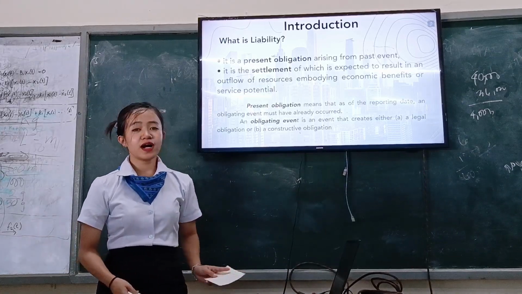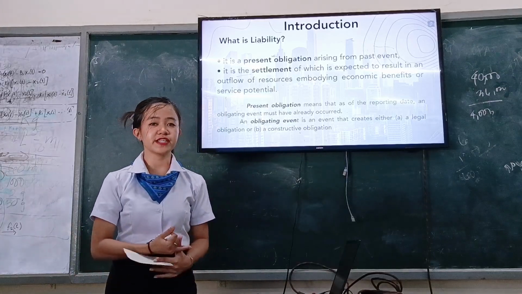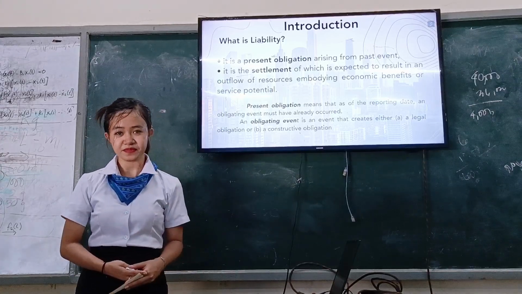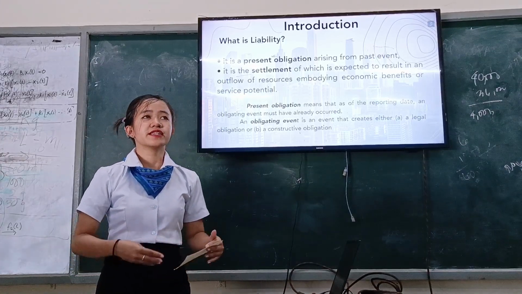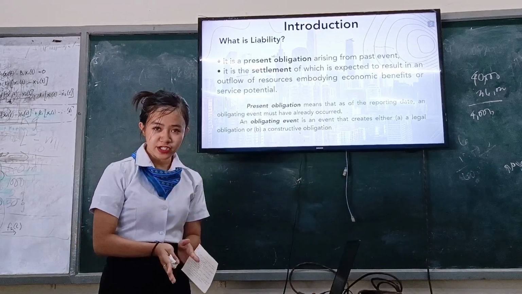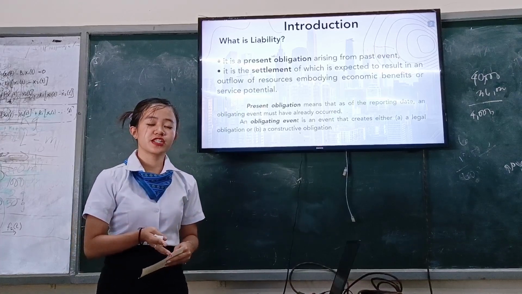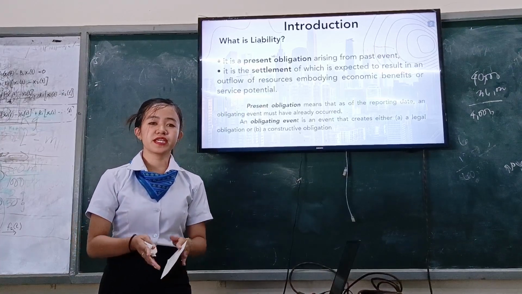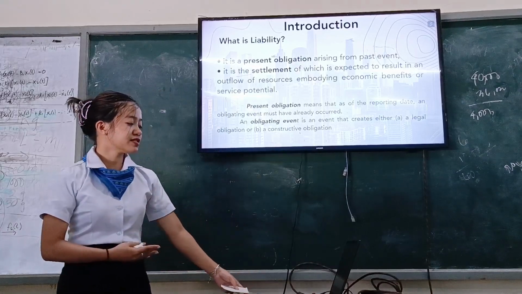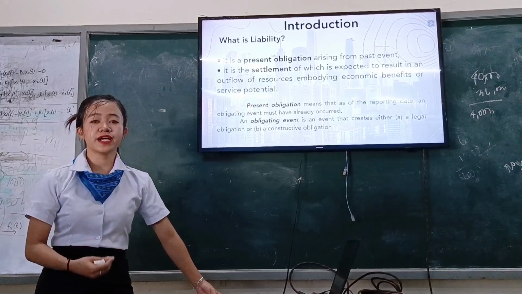potential. So, ang characteristics sa liability is na siya sa definition. First is present obligation. So, what does it mean when we say present obligation? Present obligation does not mean nga kinahanglan nimo bayaran ang imong utang karon. But it means that you have the present obligation na you needed to settle within the year or beyond 1 year. So, present obligation means that as of the reporting date, an obligating event must have already occurred.